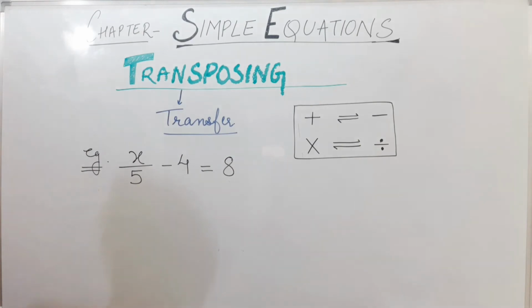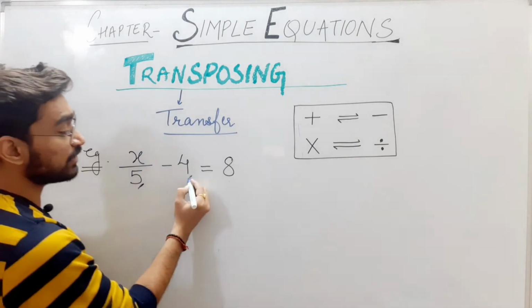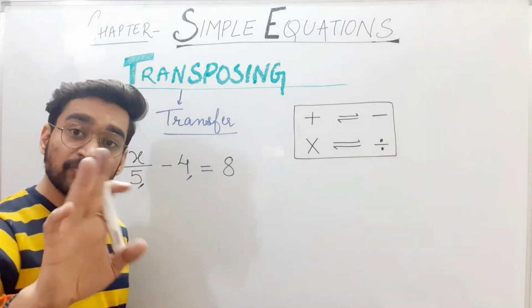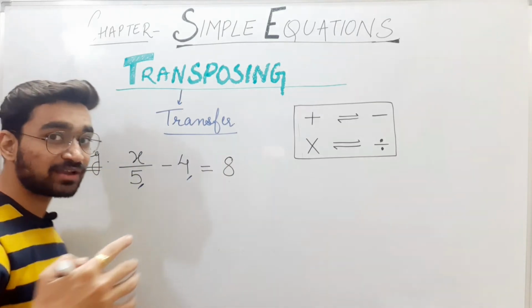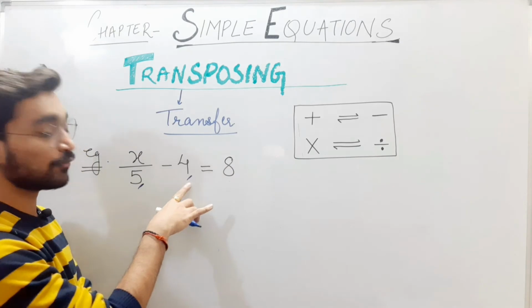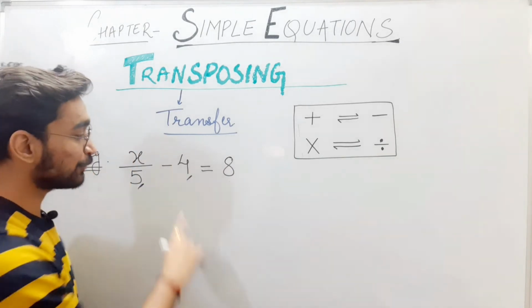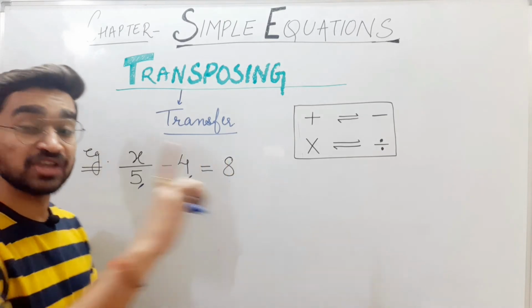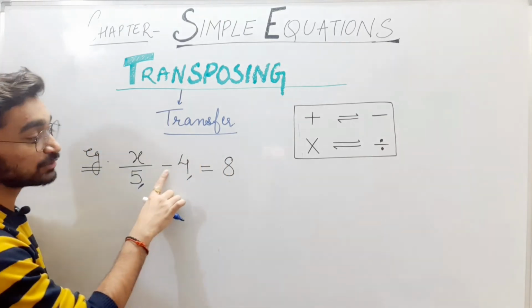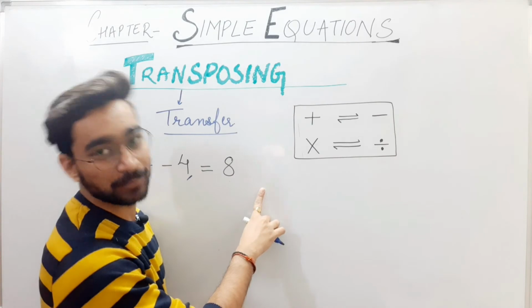Now what can we do? Again we can see two numbers are there, 5 and 4. Which number will jump first? The number which is not in direct contact with the variable. 4 is not having direct contact. So 4 will jump. If this 4 wants to jump from this side to this side, it has to change its symbol. So this minus will be changed to plus.